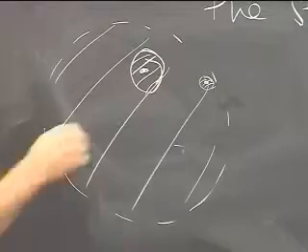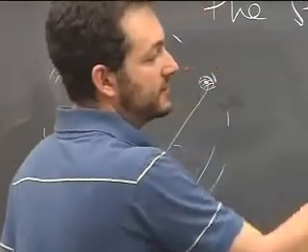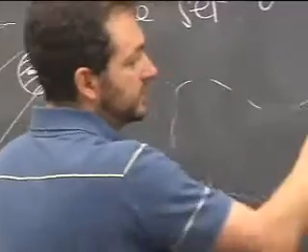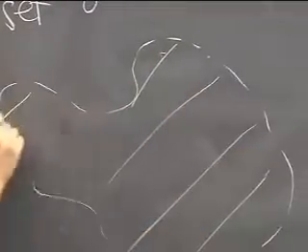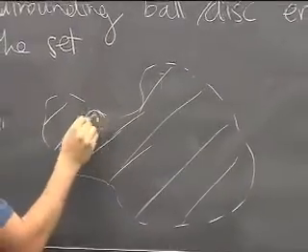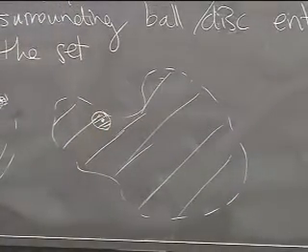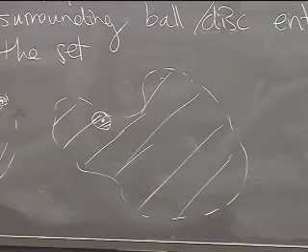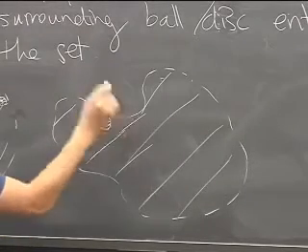Of course, the original set doesn't have to be round. It can be some weird blob like this, as long as it doesn't include the boundary, then no matter how close you are to the boundary, you can find a little ball centered at that point, a little surrounding ball that is entirely within the set.